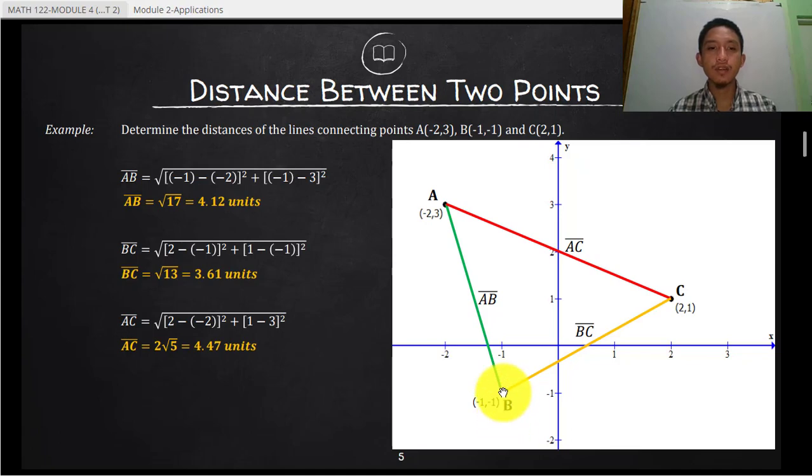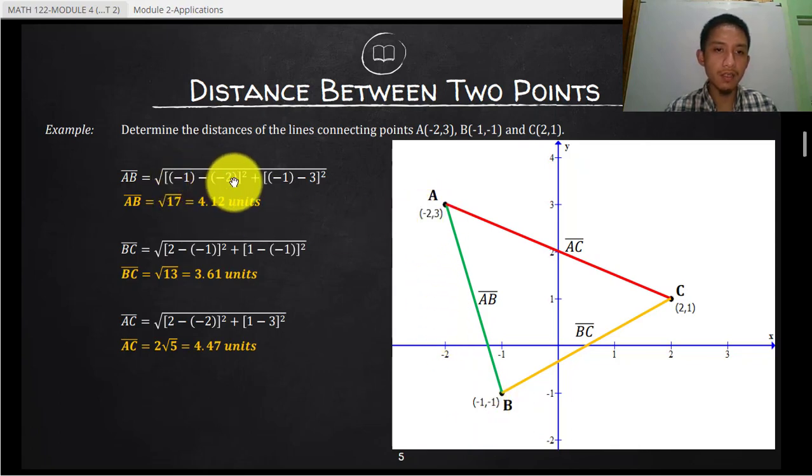AB. So again, as I've said a while ago, if you choose your A to be the subtrahend, then the x of b minus the x of a, and then the y of b minus the y of a. But if you choose that your b is your subtrahend, then all you need to do is reverse. But for me, since I wrote that one a to b, I will subtract your a. That is my first point, then b is my second point. So second point minus first point. So let's start with your delta x, that is x coordinate of b minus x coordinate of a.